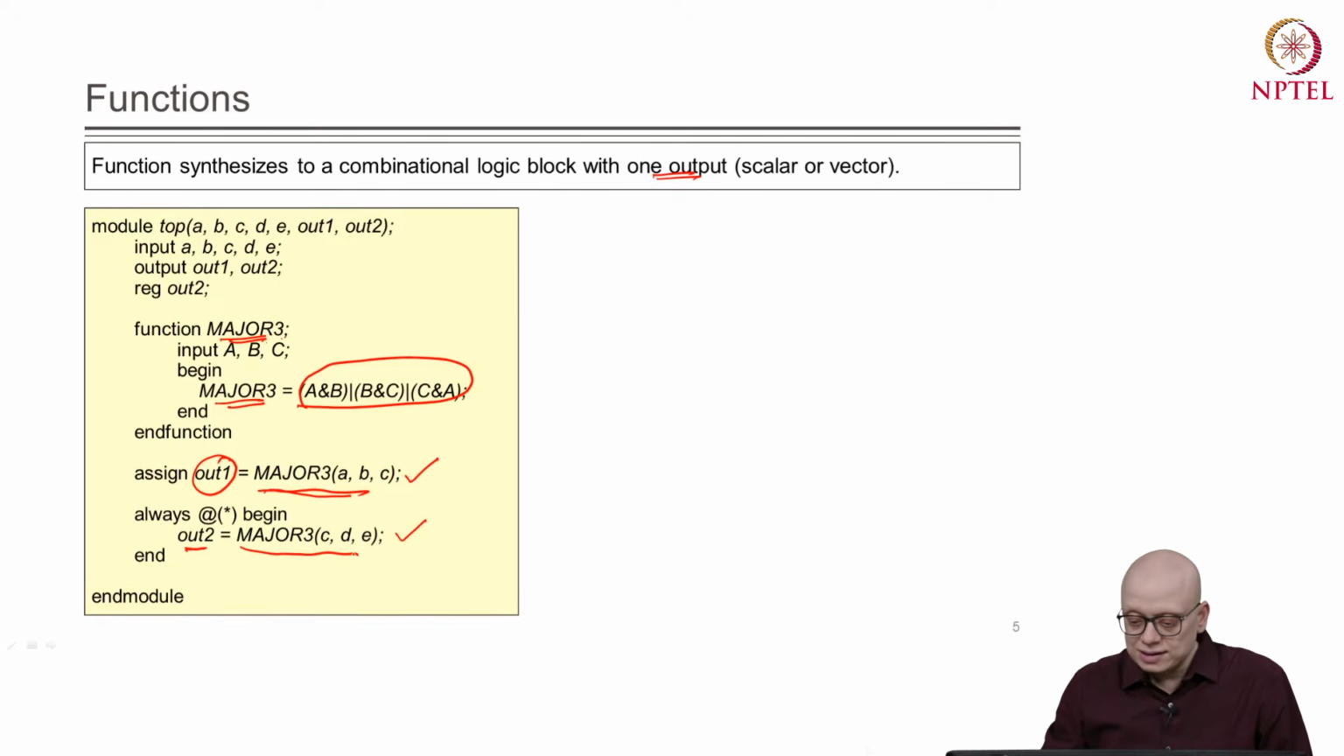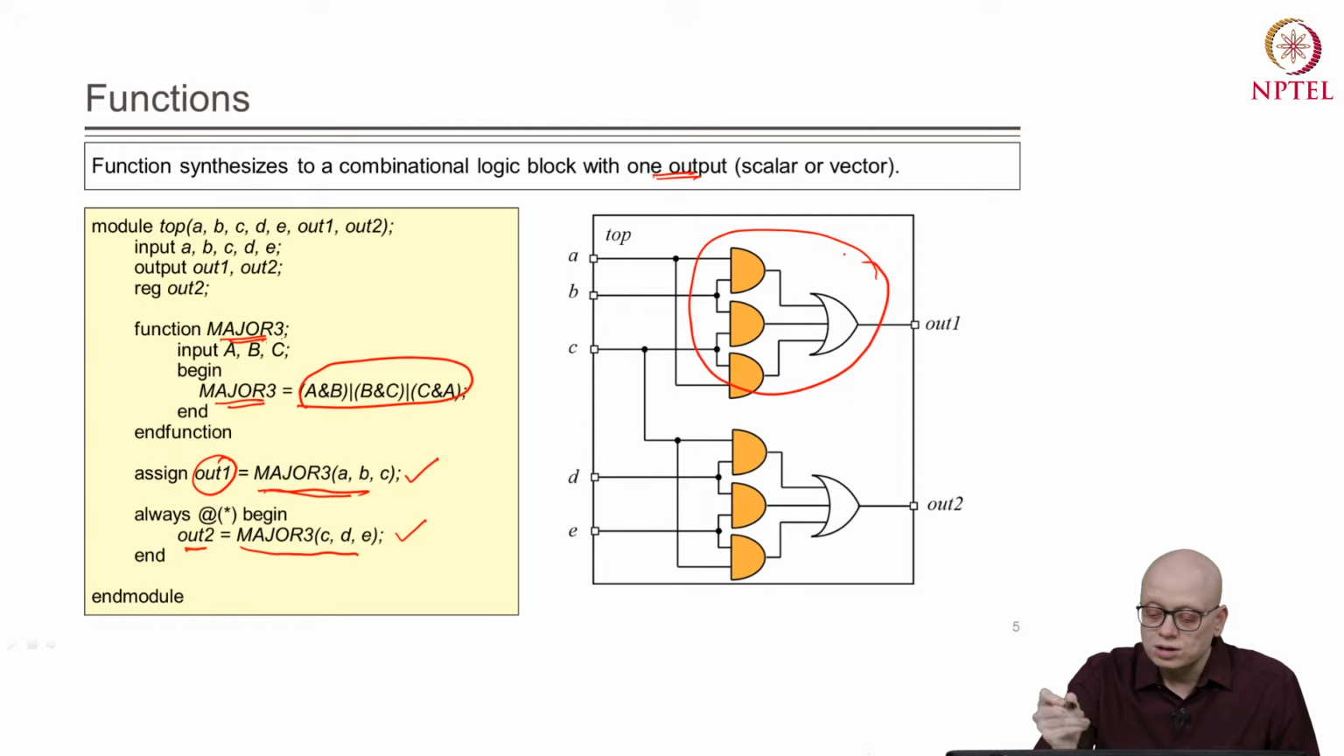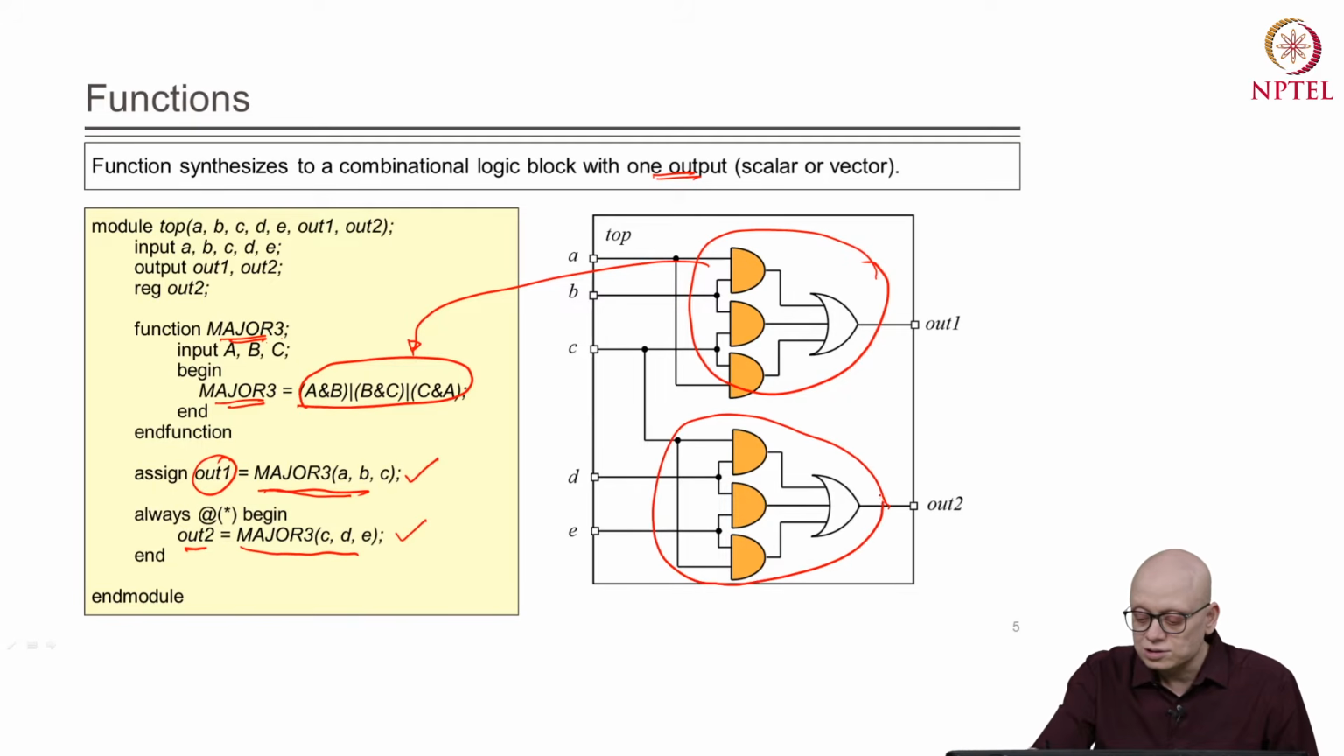So, the synthesized design or netlist will look something like this. This logic structure corresponds to this RHS expression, and similarly this logic structure corresponds to the other RHS. Now, the inputs to this logic structure are decided by what parameters or values we are passing to the functions. So, this is how a function is synthesized.